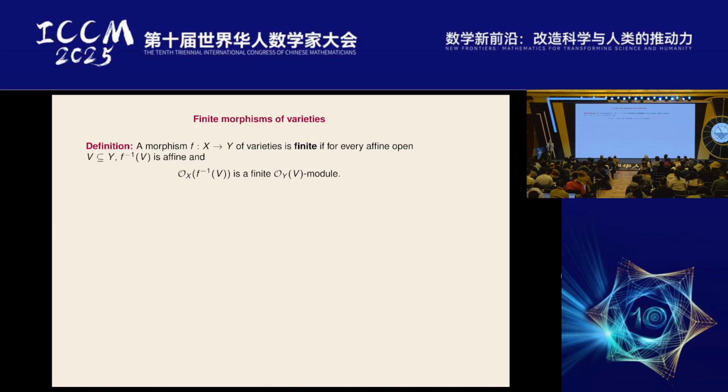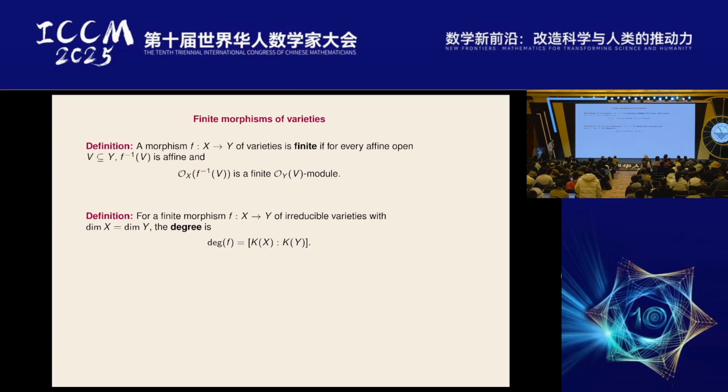And then you have a corresponding ring extension. You can also define degree similar to field extensions, and we want these to be finite. In other words, the larger ring should be a finitely generated module over the smaller ring. Once you have a finite morphism, you can define the degree. The degree is given by the degree of the corresponding function fields. Function fields means the field of all the rational maps on an algebraic variety.